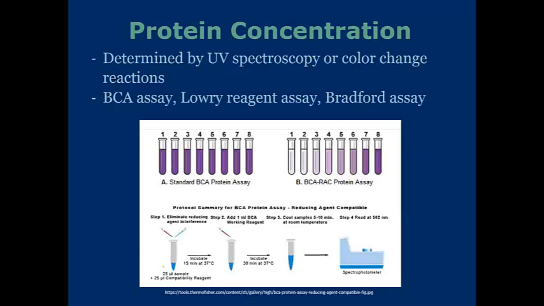The final type of analysis that we have to look at is protein concentration. This is often done by UV spectroscopy or color change reactions. Color change reactions can include BCA assays, Lowry reagent assays, and Bradford assays, but what this simply does is it changes color based on given concentrations. A BCA assay and a BCA protein assay, which is a variation on the BCA assay, are listed below. When we look at these color changes, we can basically look at how these proteins interact with this solution, and that interaction is going to create specific colors. So obviously, based on the color, we can determine the given concentration.